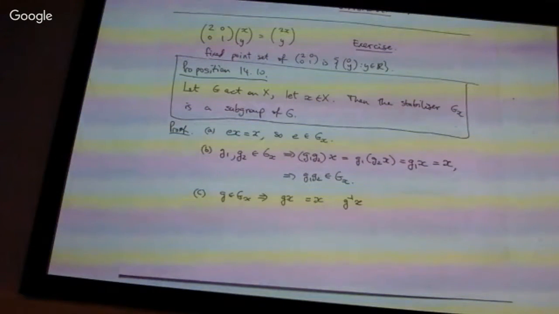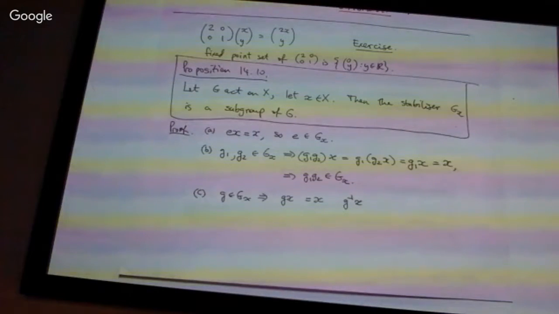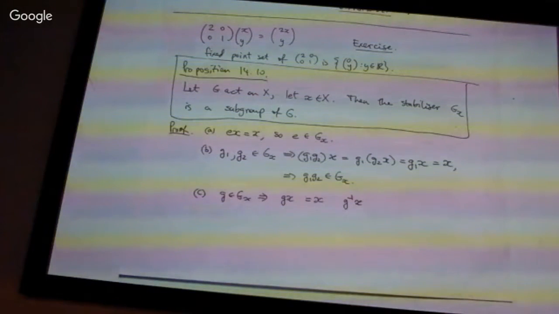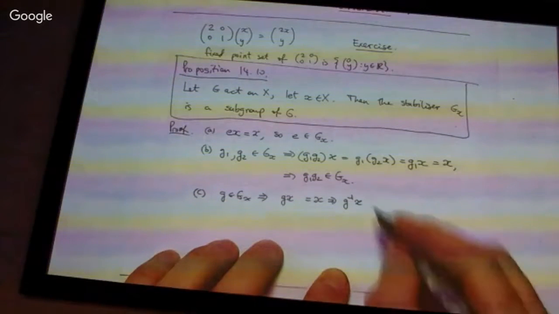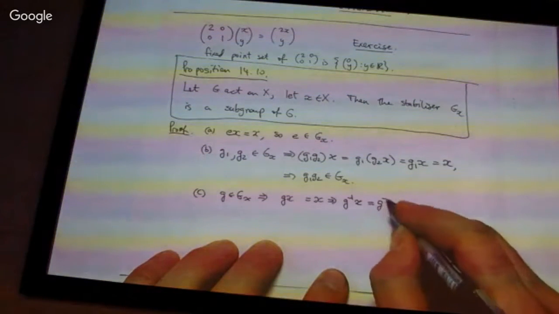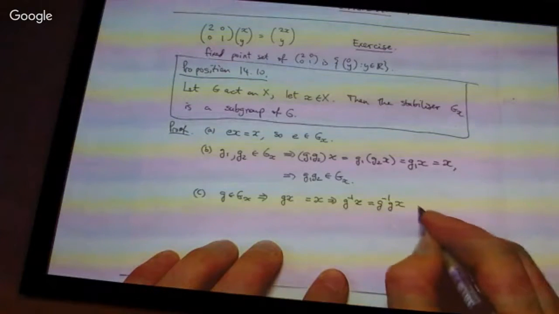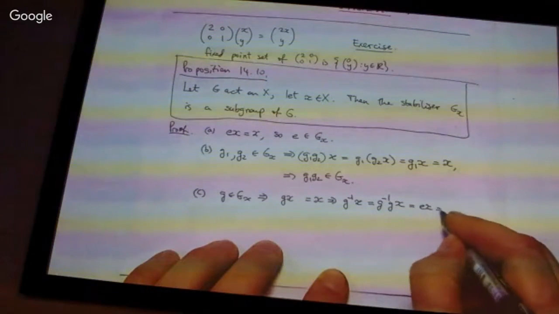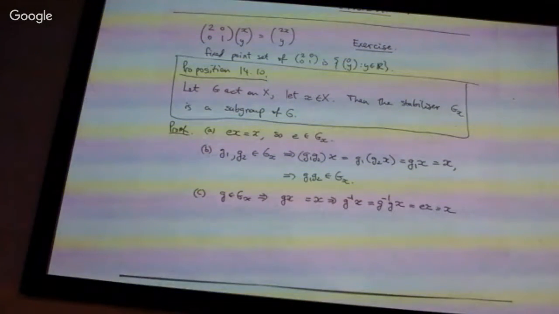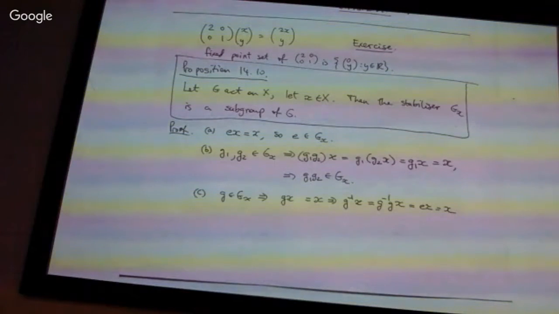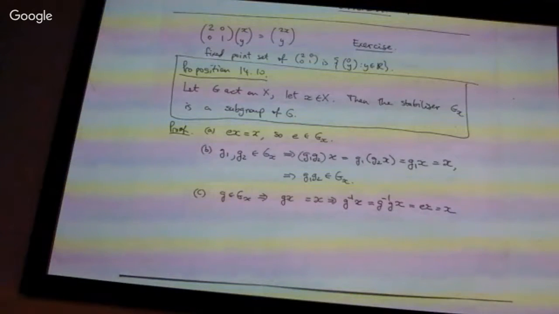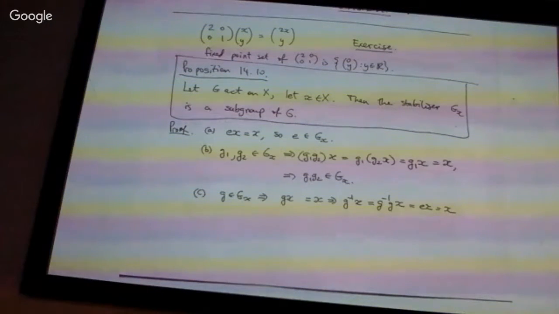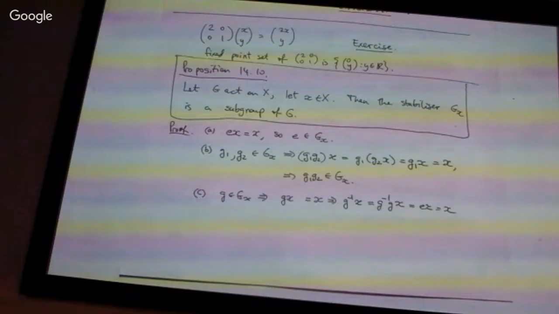You just put in for the G inverse x and substitute in Gx, then you have G inverse Gx. Which I can do because x is the same as Gx. So x can be replaced with Gx. Exactly. So that's that.